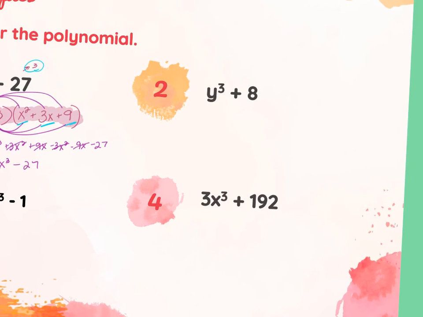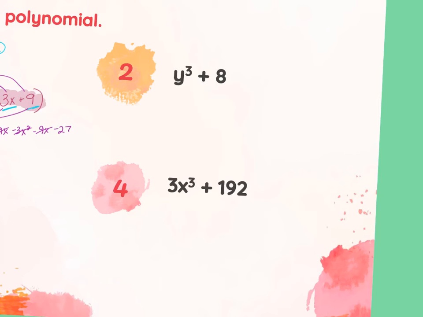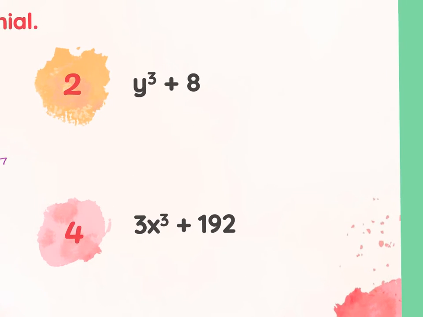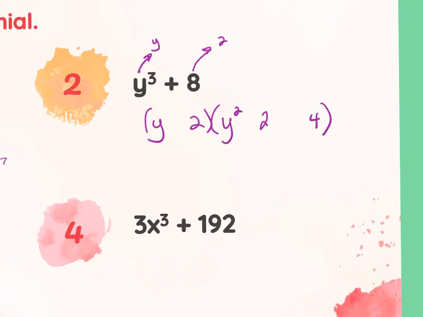All right, let's look at, I'll rotate this all around. Y to the third plus 8. So the cube root of y to the third is y. The cube root of 8 is 2. So it's the first and the second. First one squared, last one squared. Product of the 2 in the middle. Same sign, so it's a plus. Opposite sign, so it's a minus. Same, always positive, so it's a plus.